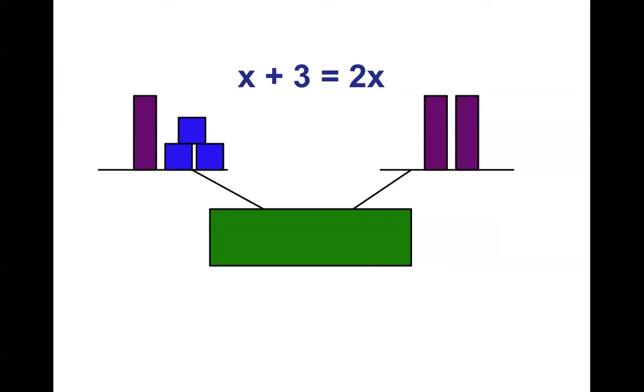Here is x plus 3 and 2x. So this is x plus 3, there's the x, here's the 3, and here are two x's. So once again, the name of the game here is to isolate the variable, or get the variable by itself. So how can we get these variables by themselves?